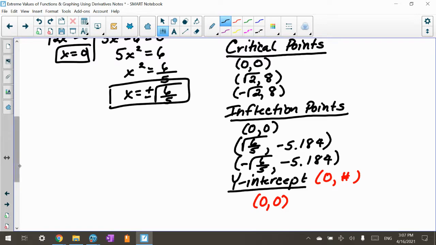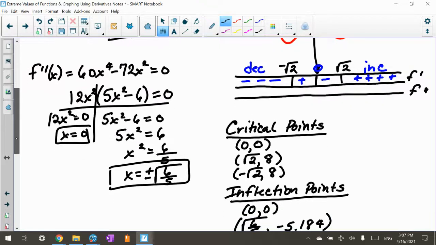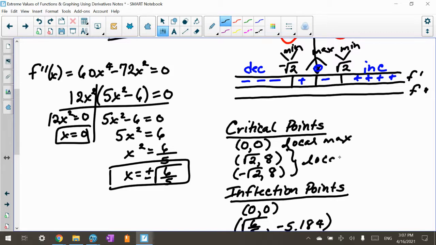The last thing I have to make sure that I do is look for my maxes and mins. So we're going to go back to the critical points. And I have to put my inflection points here in my bar. So let's do the maxes and mins first. So here I'm going down, then up. So this is a local min. My slopes are going up, then down. So this is a local max. Then it's going down and up. So this is a min. So it's kind of cool, actually. You have a local max here at 0, 0. And then here I have 2 local mins, or local minimums, if you will. Okay? So we did that part.